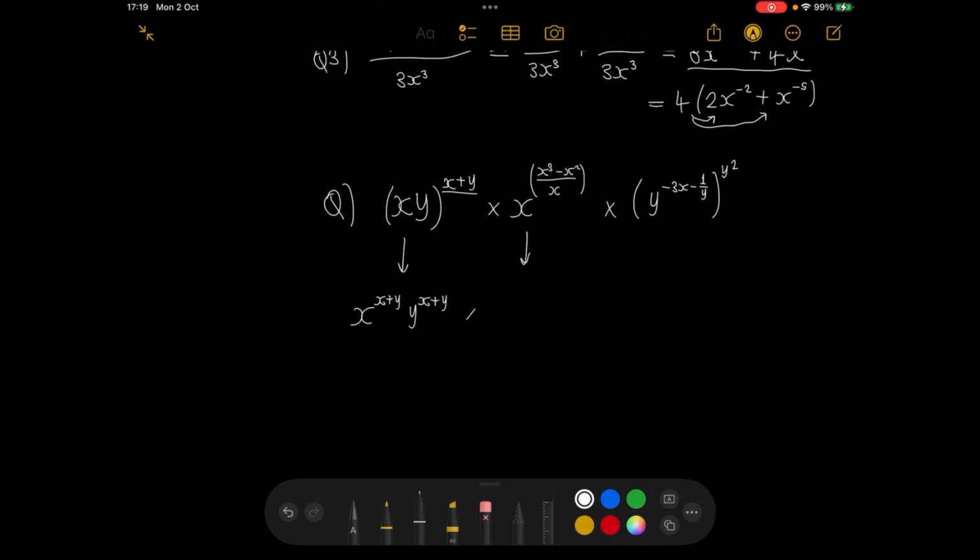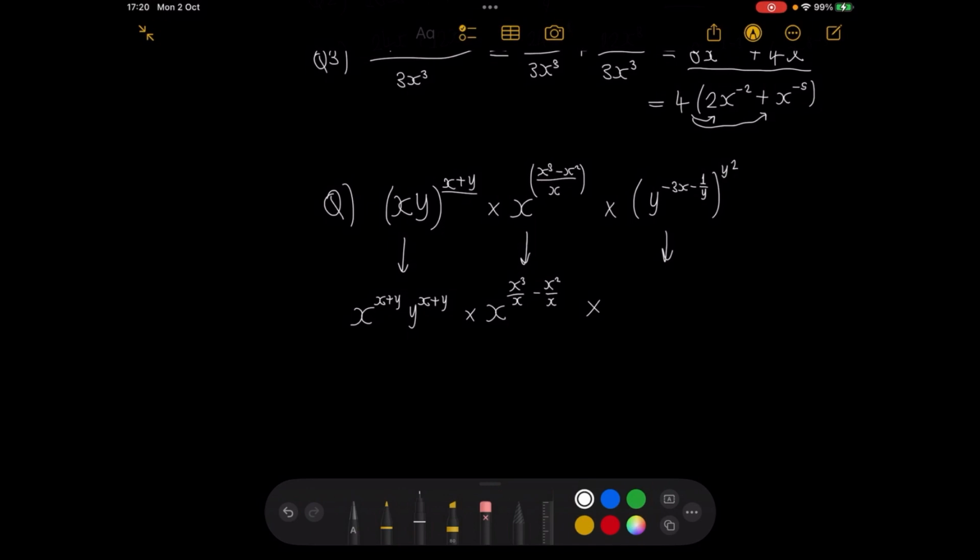Now this next term, what we want to do first is evaluate the exponent. So we can write this as x cubed over x minus x squared over x, because we're allowed to split up the fraction. We'll deal with the rest of that in a second.